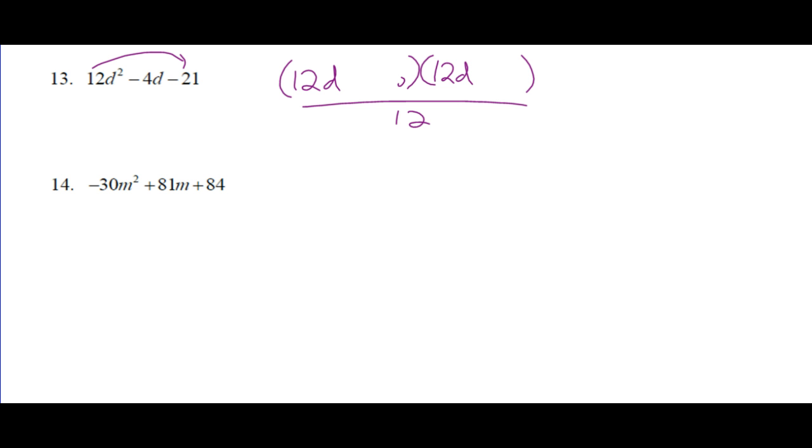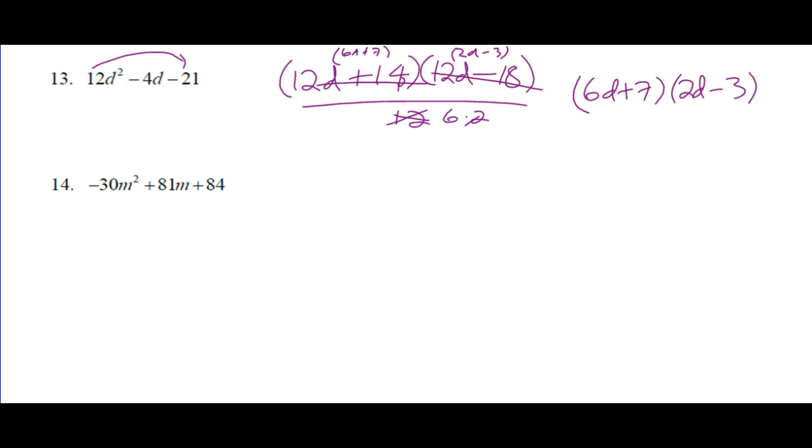Right, so plus 14, right? How do I know, right? Well, because plus, it's got to be the smaller number, and minus 18. Now, 12 doesn't go into either one of those, right? So you might say, well, 4 and 3. Yeah, that's not going to work. So what are we going to do with the 12? 6 times 2. The 6 goes into this, 2d minus 3. 2 goes into this, 6d plus 7. And then you check, right? 12d squared minus 18d plus 14d gives me the minus 4d that I want, minus 21.